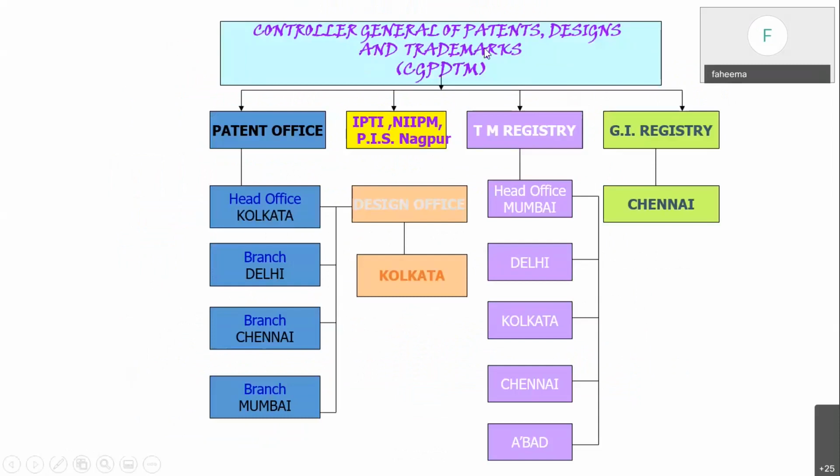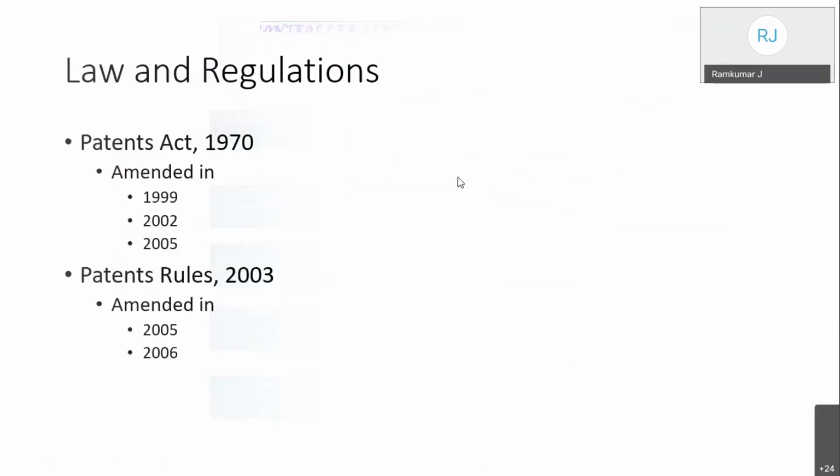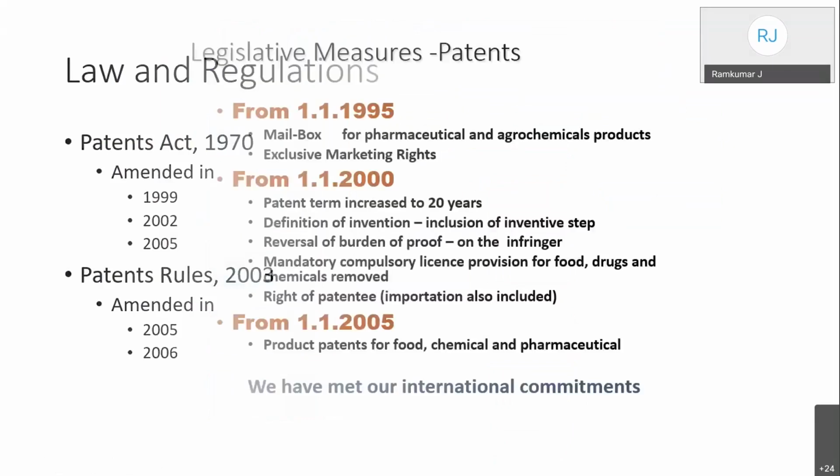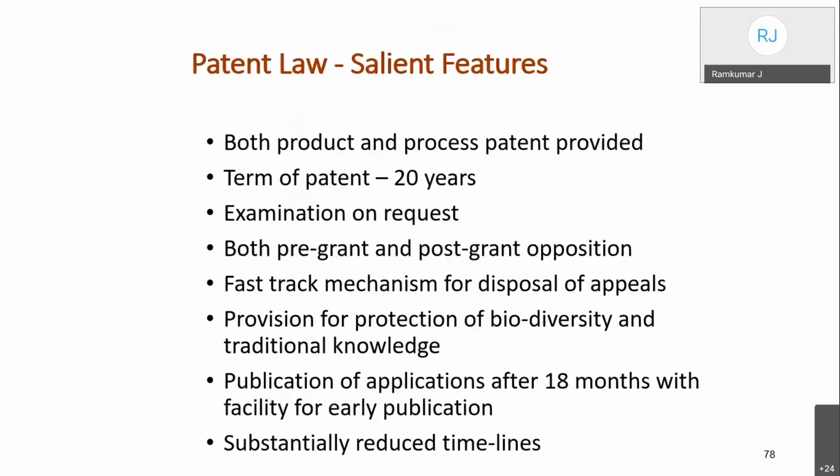The Controller and examiners for the patent, the patent offices are in Kolkata, Delhi, Chennai and Mumbai. The design office is at Kolkata. So you have the patent office and then you have all the registries: Delhi, Kolkata, Hyderabad and Ahmedabad also. The GI registry is at Chennai. So these are some of the things which are related to the law.